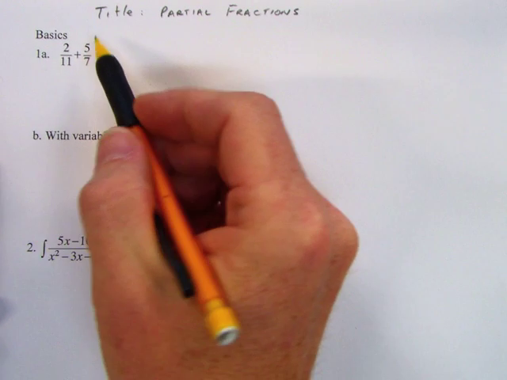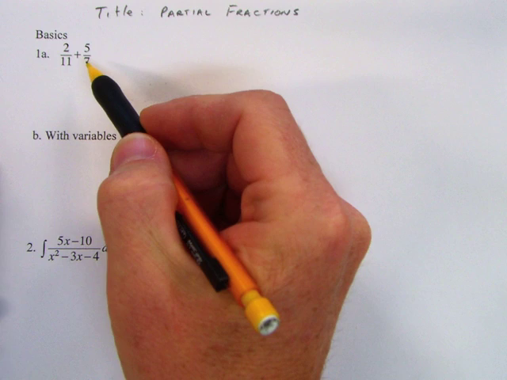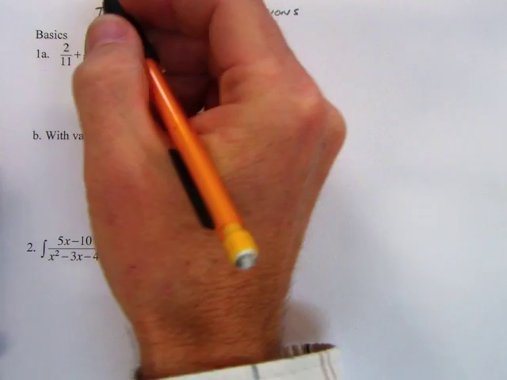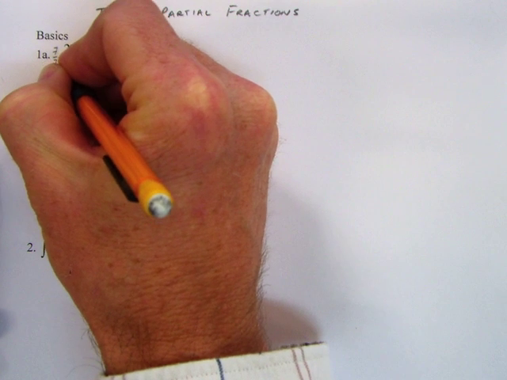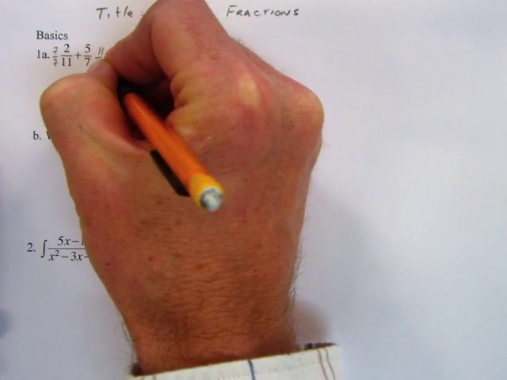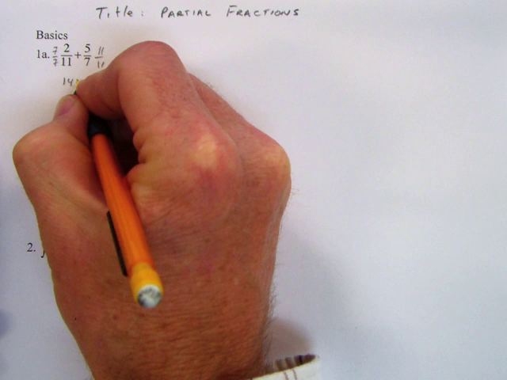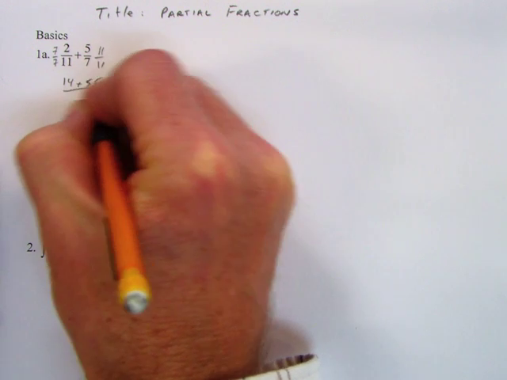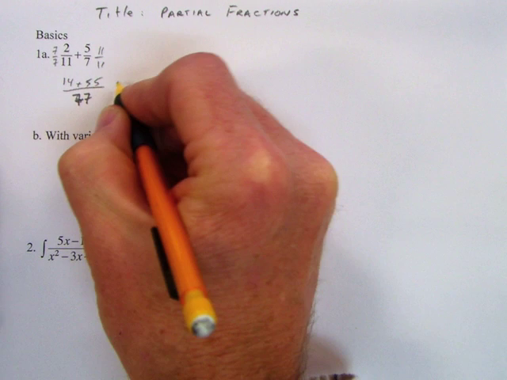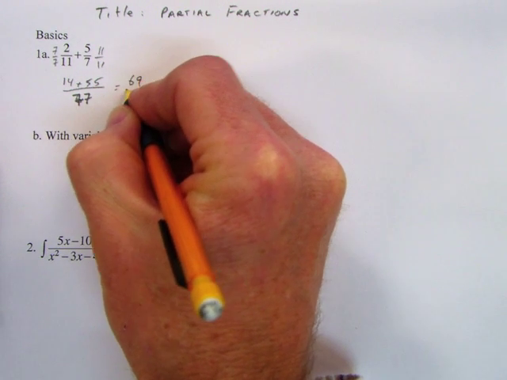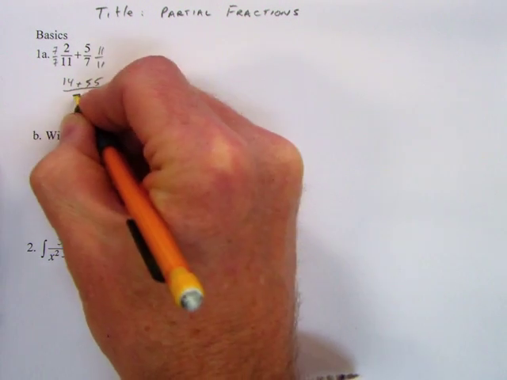Partial fractions. Let's look at a simple example. We have 2/11 plus 5/7. Let's add them together. We would multiply the first one by 7/7 and the next one by 11/11 to get (14 + 55)/77, which gives us 69/77.